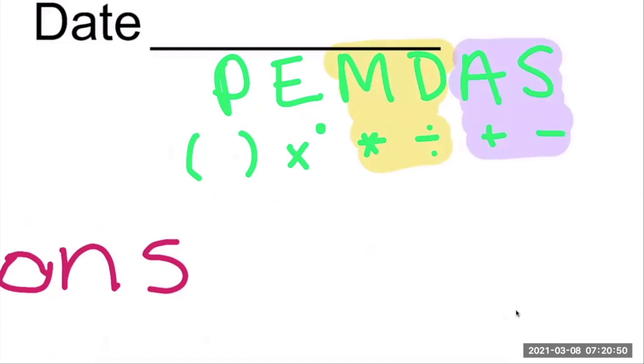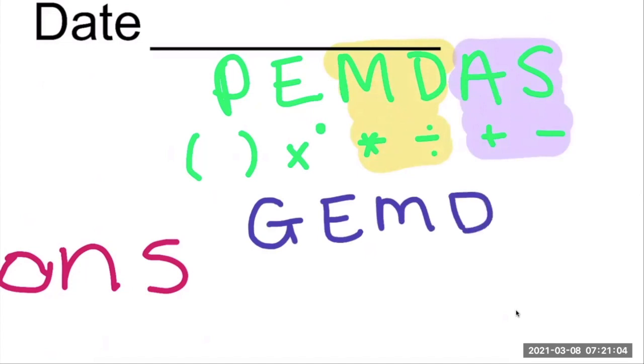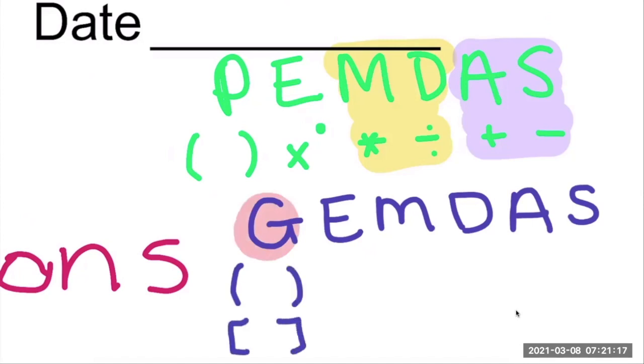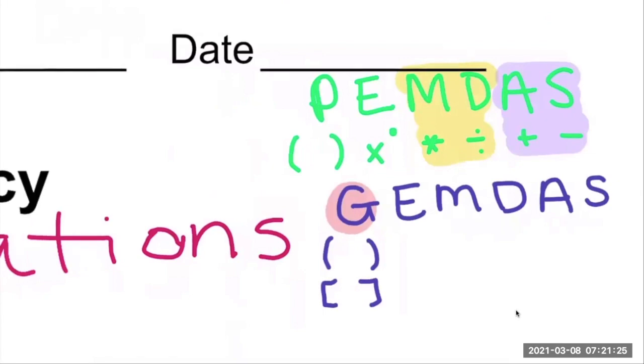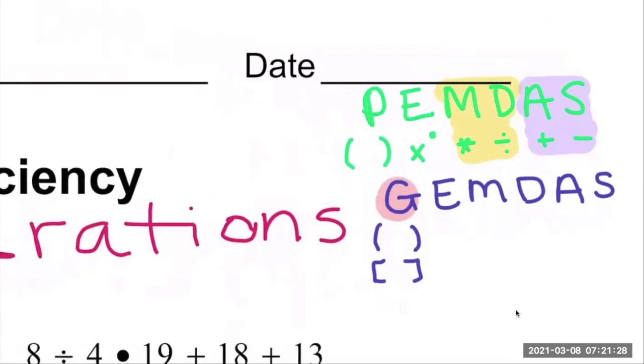Hopefully this is all review because I know you would have started working with this a long time ago. The other one is called GEMDAS. It is almost exactly the same. The only difference is instead of having a P at the front, we now have a G, and the G stands for grouping. So all of the different types of grouping symbols, or if you have a fraction and you have to do the top part of the fraction before you can actually take care of it. Same idea, just another way that you are going to see it.